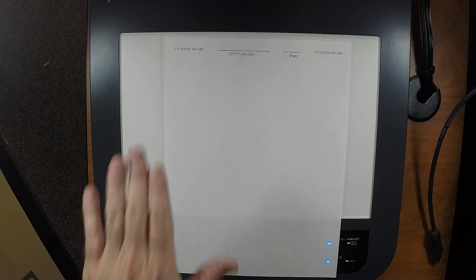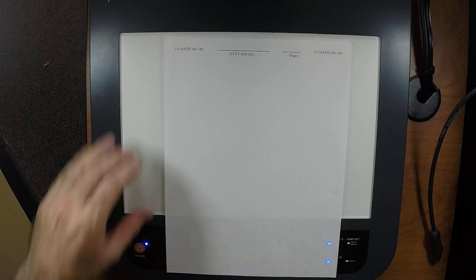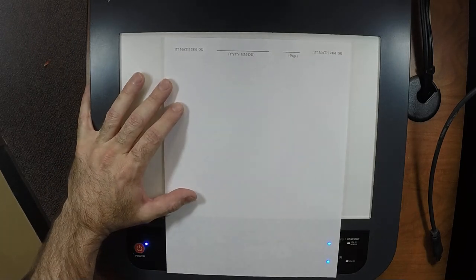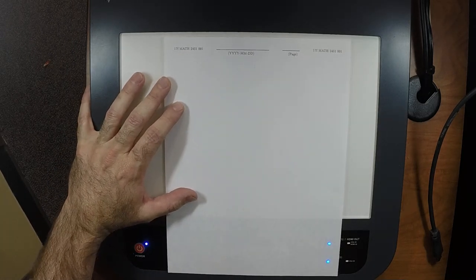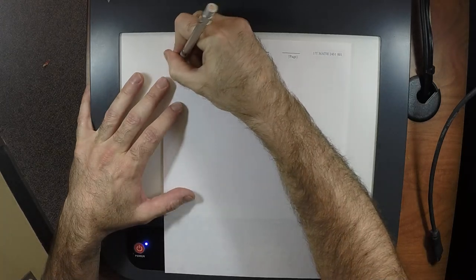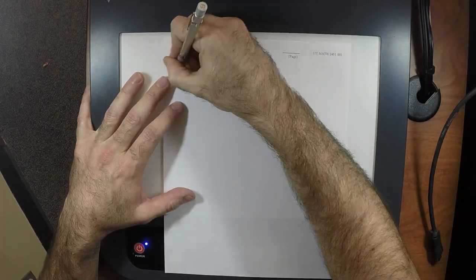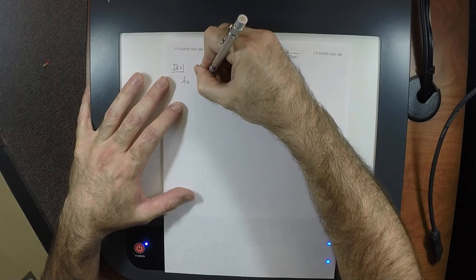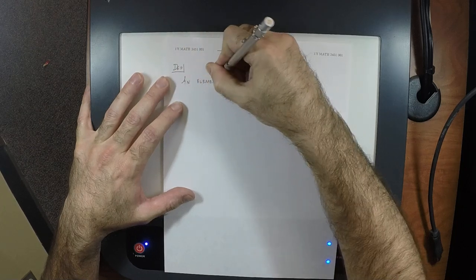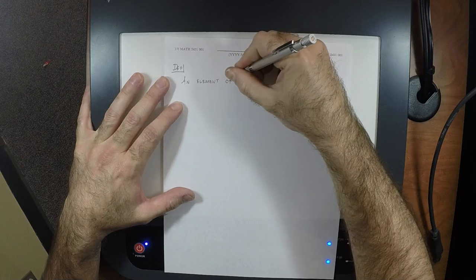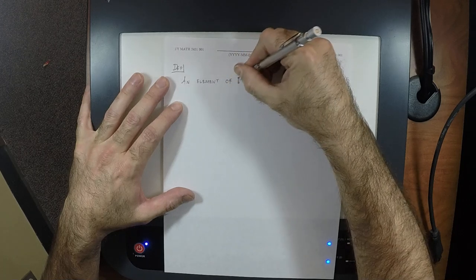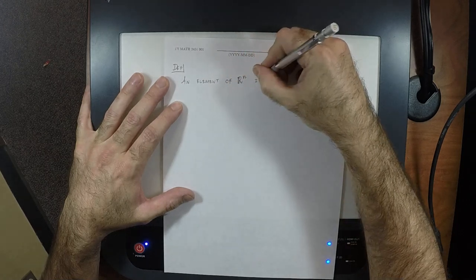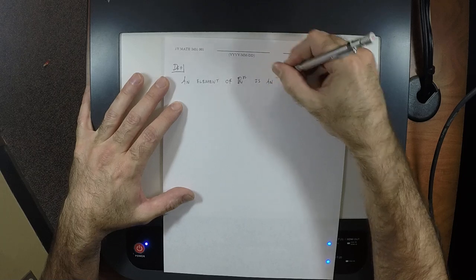Okay, good. I have a sheet. So here we are, finally starting multivariable calculus. So, definition. An element of Rn is an ordered list.